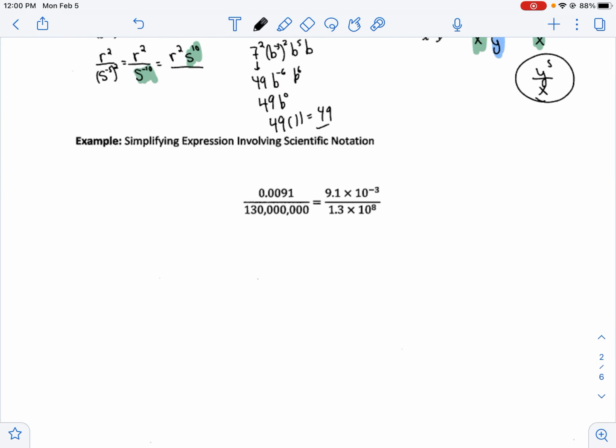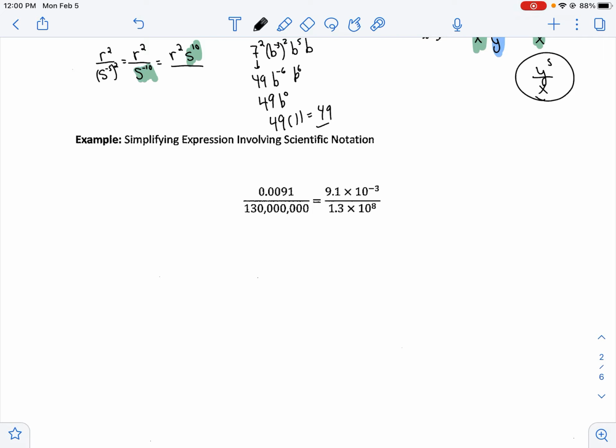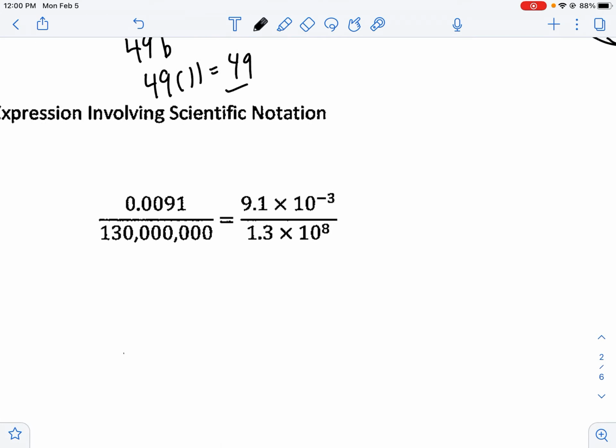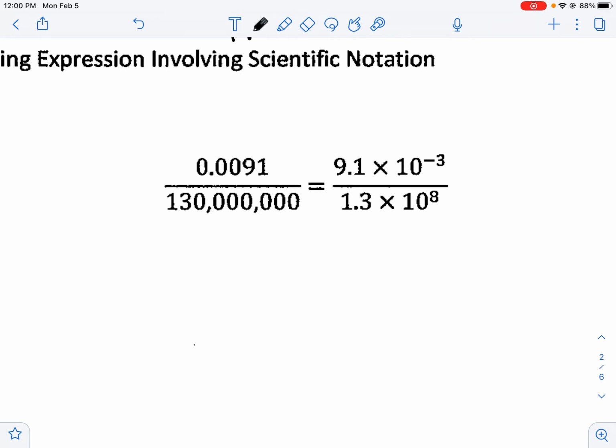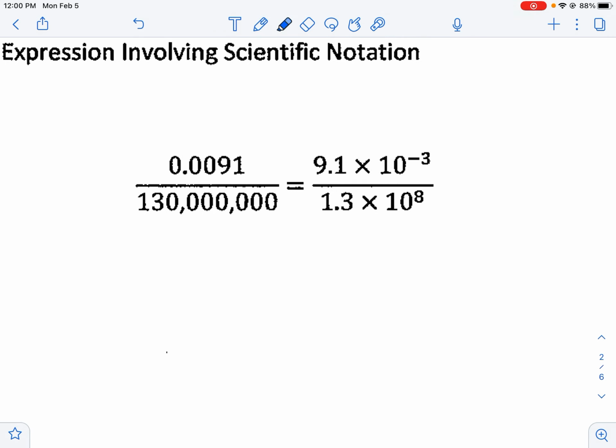And, all right, let me just show you this really quick, this last one. Simplifying expressions involving scientific notation. So here's what we could do on this one. We could deal with this, and we could deal with this. So on this one, you have 9.1 divided by 1.3. That's going to give you 7 times, and then this 10 to the -3 divided by 10 to the 8th.